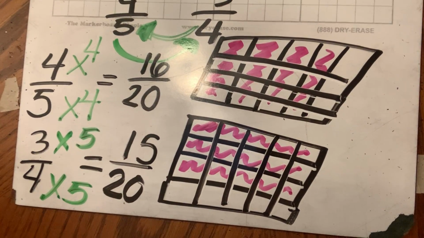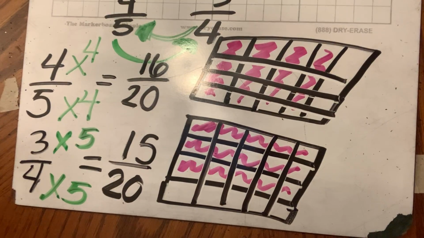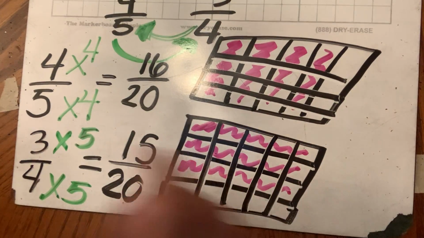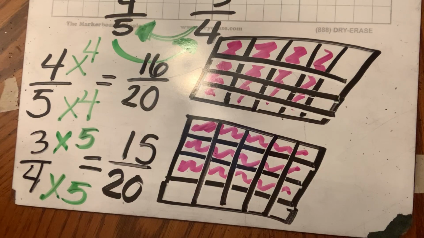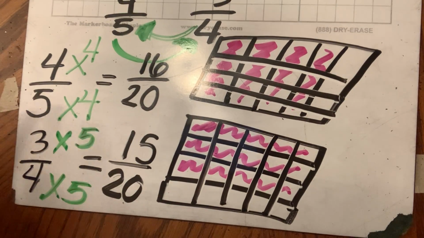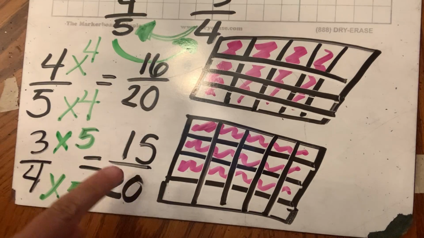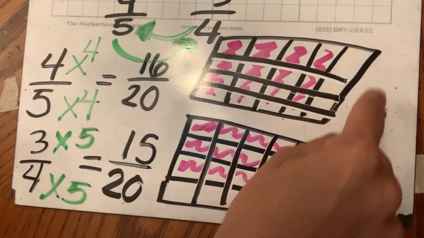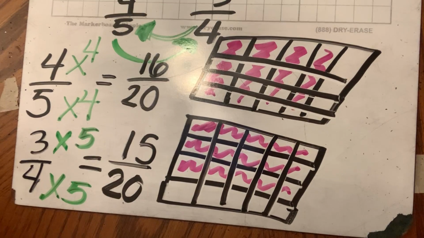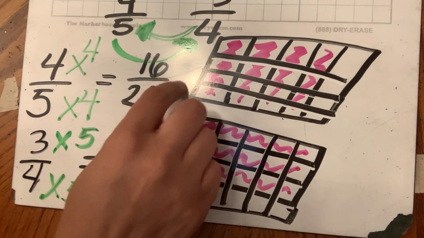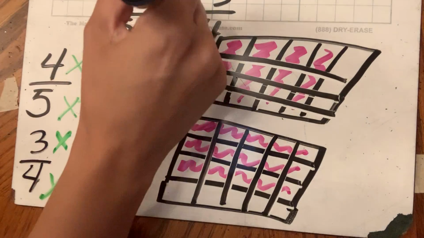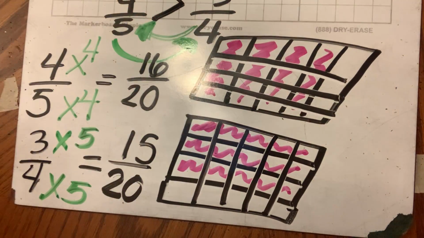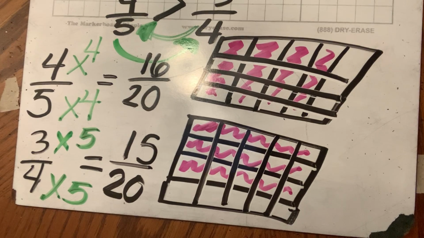So what do we think? If these two were, let's pretend, Pop-Tarts, would you rather have 16 pieces or 15 pieces out of both Pop-Tarts that are cut into 20s? I think 16, right? So that means 4/5 is greater than 3/4. Agree or disagree? Awesome.